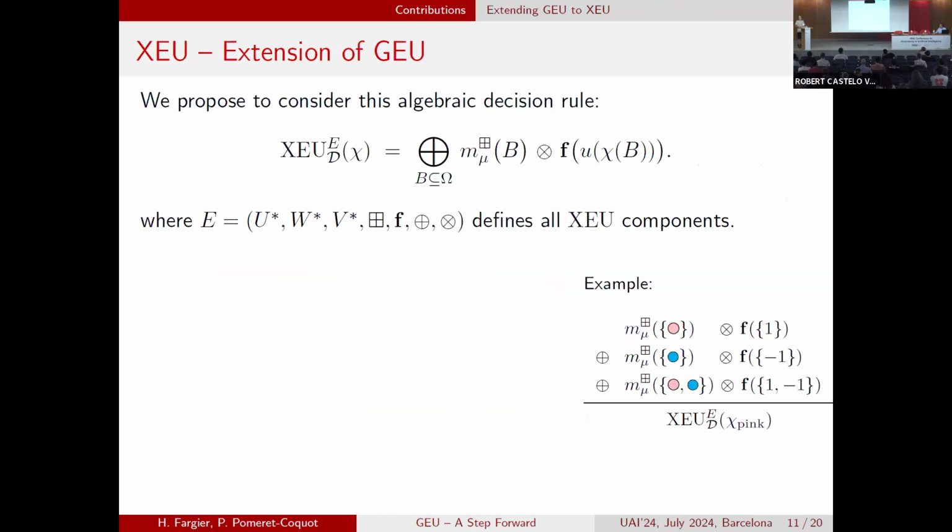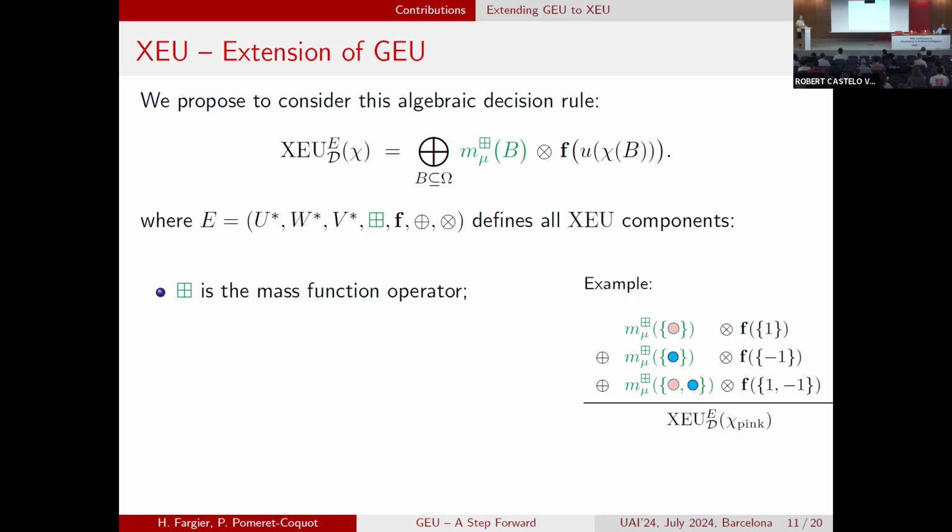Okay. So on top of that, we define this algebraic decision rule we call XEU, which is parameterized by a parameter E, setting the domain and the operators. Here we have 4 operators to choose in order to recover the decision rule we want. The first operator is box plus, the mass function operator, which tells how to encode the knowledge. And as we have seen, we will then iterate on focal elements, but focal elements may be sets of several states, so it may lead to several possible utility values.